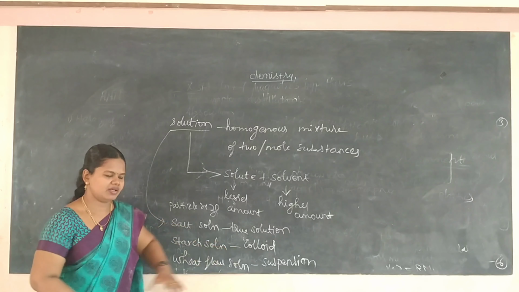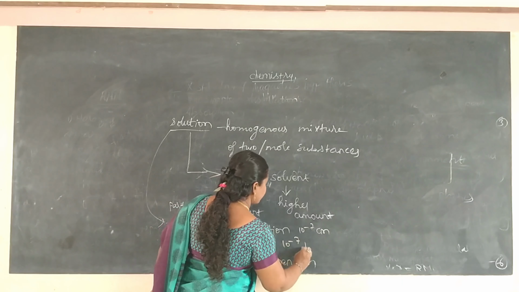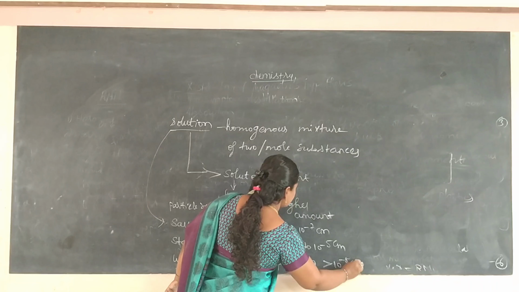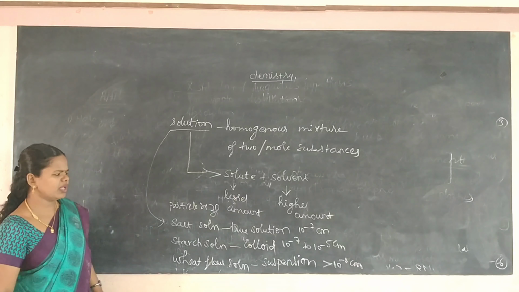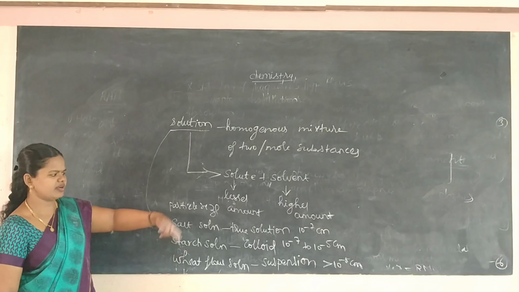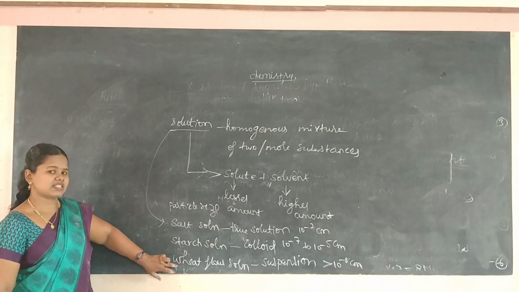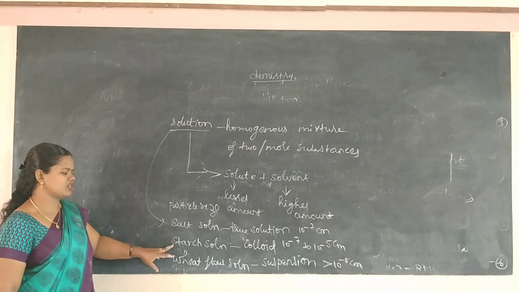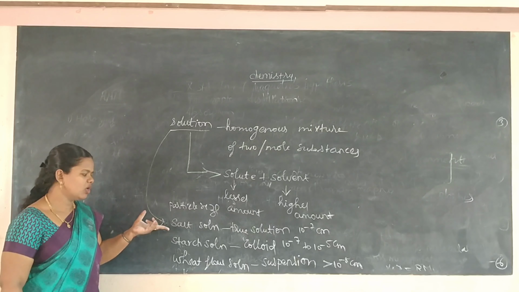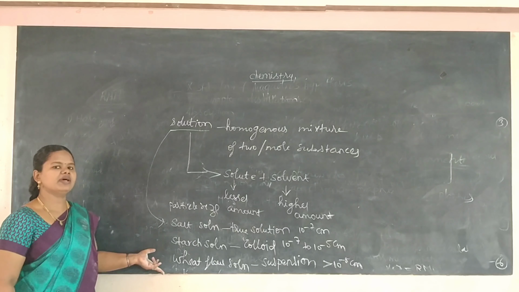That is what? Colloid. So for true solution it is less than 10 power minus 7 centimeter, for colloid it is 10 power minus 7 to 10 power minus 5 centimeter, and here it is greater than 10 power minus 5 centimeter. So the size of the particle in suspension is greater compared to the salt and starch. So salt solution is an example for true solution, starch solution an example for colloid, and wheat flour solution an example for suspension.